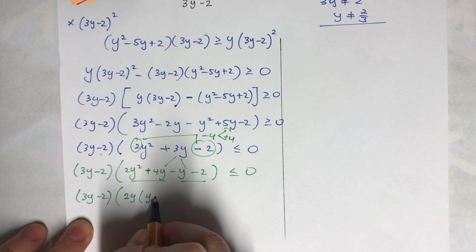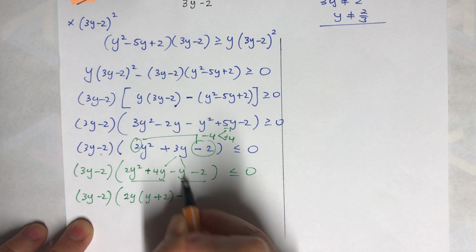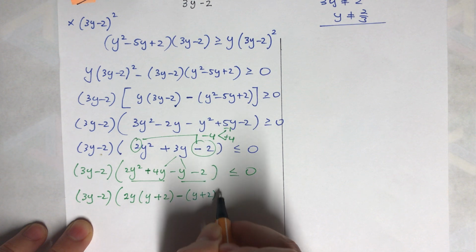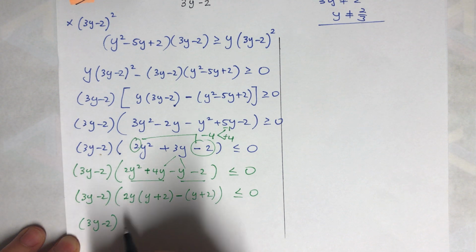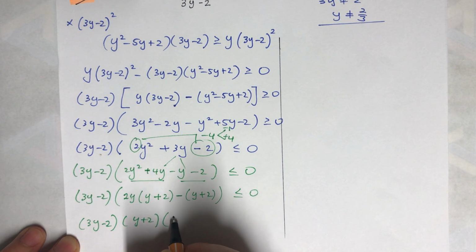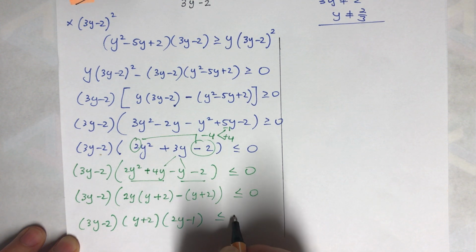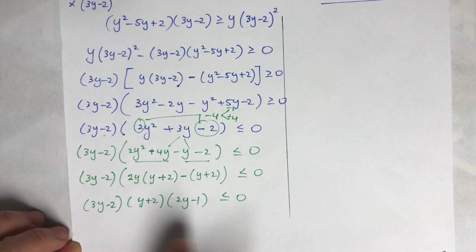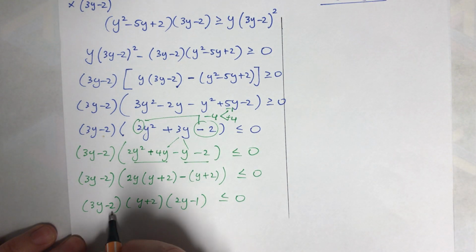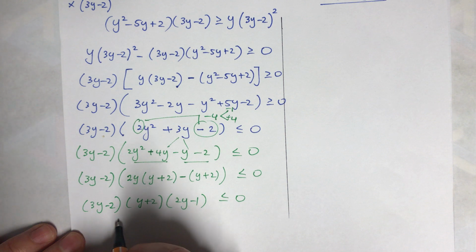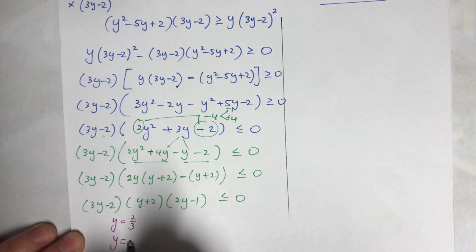I'll get y plus 2. And I'm taking minus out, y plus 2. So what I got? 3y minus 2. And I got y plus 2 as common factor. Left with 2y minus 1. Okay, now that's what I got. And that's cubic with the critical points: it's going to be y equals 2 over 3, y equals minus 2, y equals half.